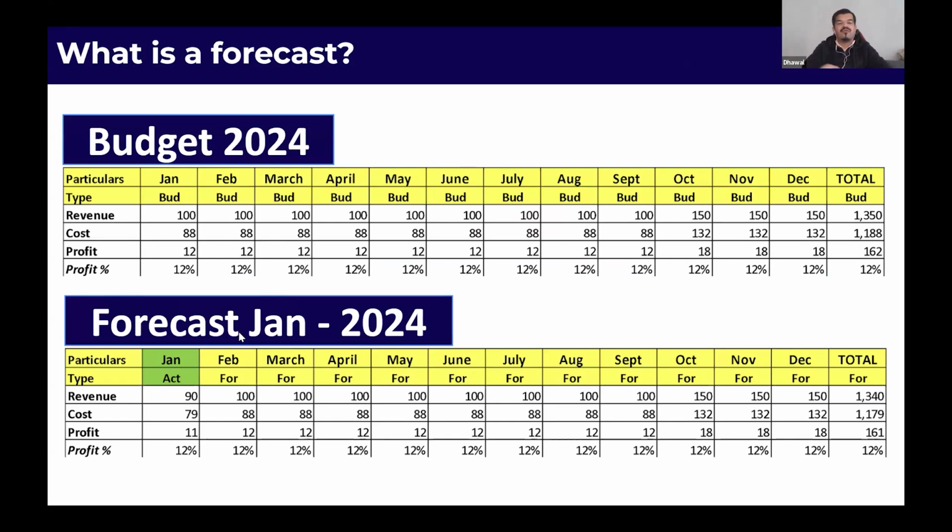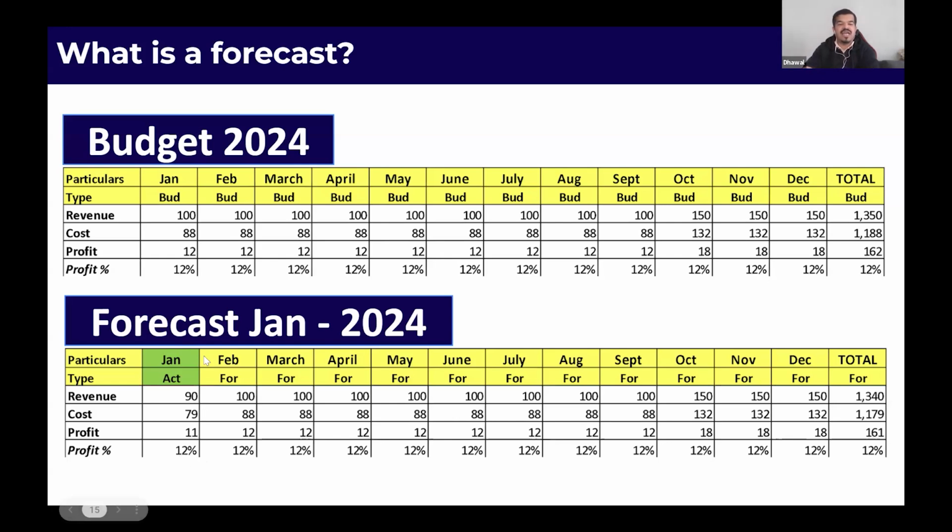Then comes forecast. Now let's say we are at the end of Jan 2024. And look at the representation here. The BUD actually became ACT. ACT means actuals. So we got our Jan actual numbers and we actually only did $90,000, although we were able to maintain 12% margin on this.